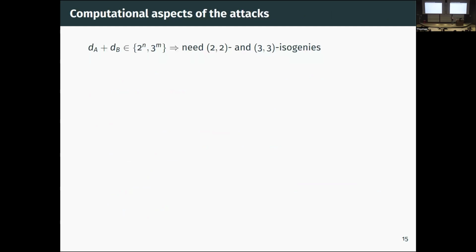Okay, one slide on some computational aspects of the attack, just because this is my main research area. In the protocol in the end, we have interpolation data on 2 to the n or 3 to the m torsion points. This means that for the attack to work, we need to be able to compute either 2-2 isogenies or 3-3 isogenies. Interestingly, those are the same type of isogenies that had to be used in the generalization of the SIDH attack to dimension 2, which was done by Flynn and T.